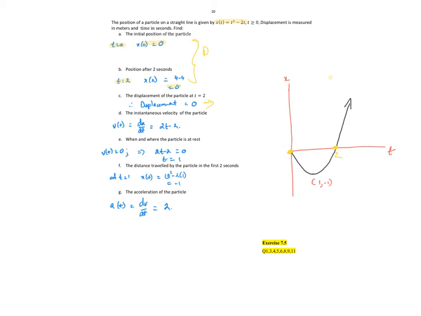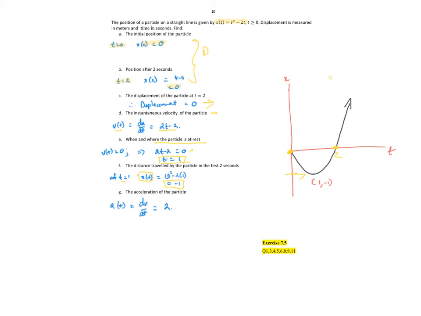The distance traveled is a little bit different. Let's get to it. Instantaneous velocity, dx/dt, so the derivative of x is 2t minus 2. When and where is the particle at rest? We're at rest when the velocity is 0. If I solve my velocity equation equal to 0, I get t equal to 1. And at t equal to 1, if I put it into my position, I'm at -1. And -1 simply means we're 1 meter from our starting point in the negative direction.